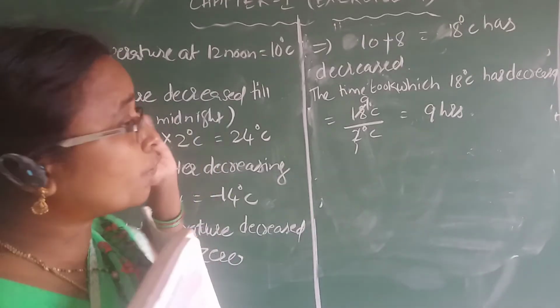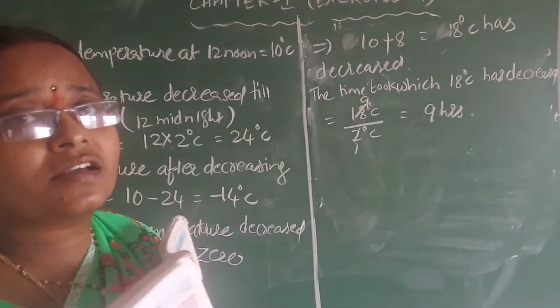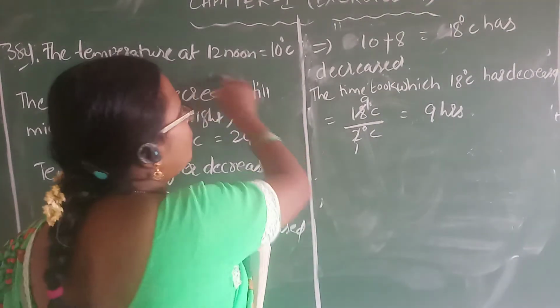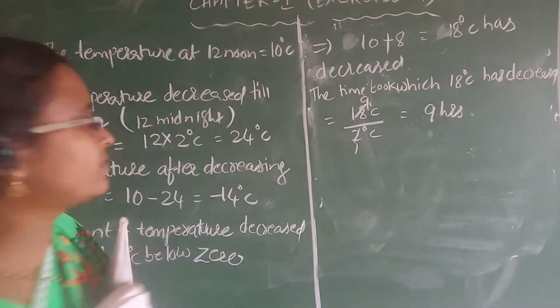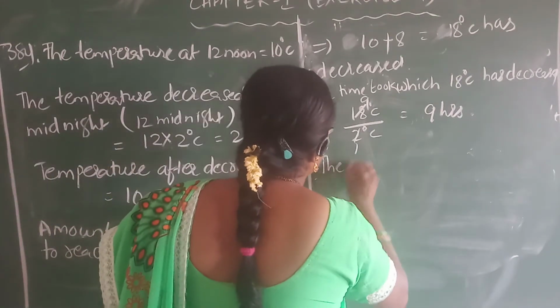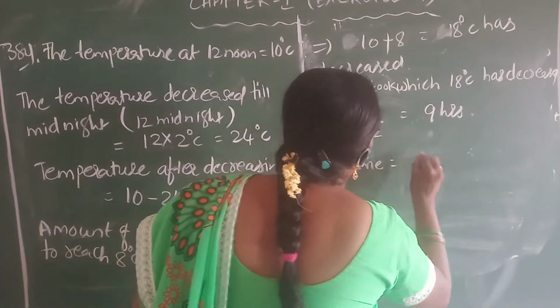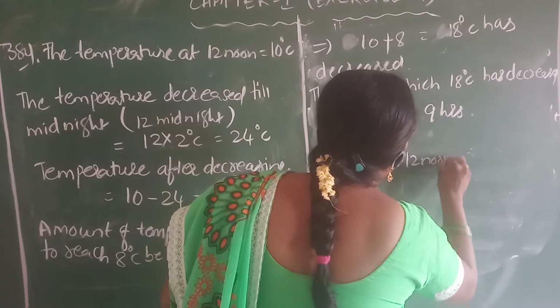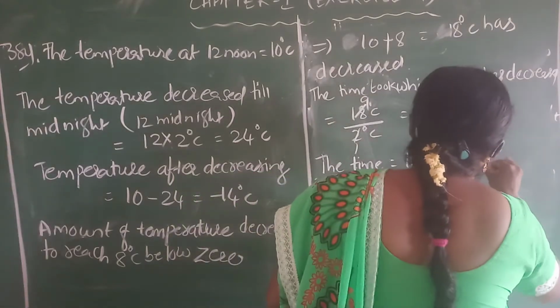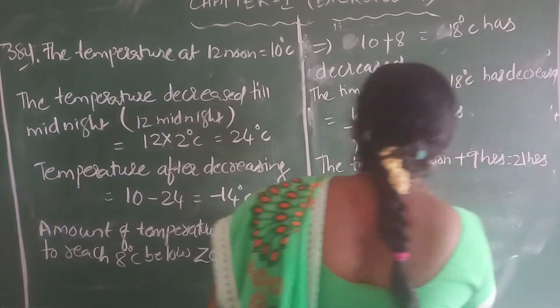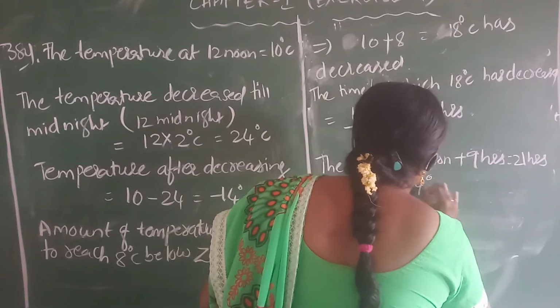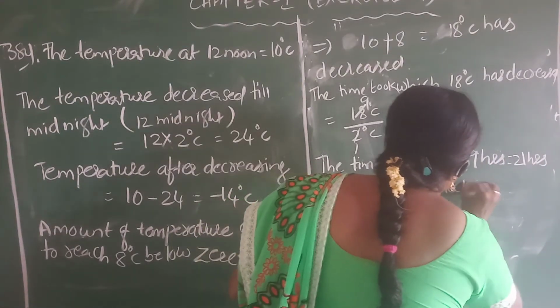So at what time does it become 9 hours? From 12 noon to 9 hours. 12 noon plus 9 hours. The time is equal to 12 noon plus 9 hours is equal to 21 hours. It is nothing but 9 o'clock at night.